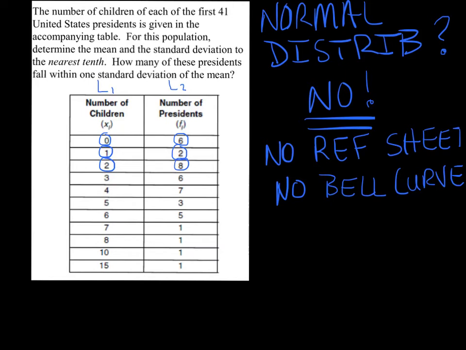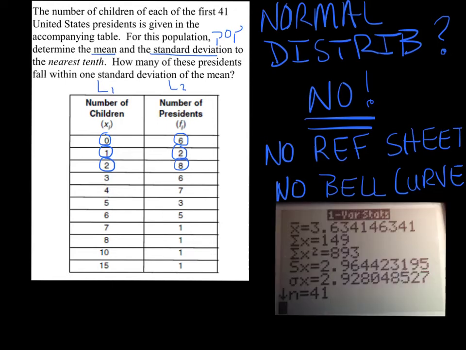The question says we want to find the mean and the standard deviation. Again, if they don't tell you which of the standard deviations, we're going to find the population standard deviation, not the sample. So let's go ahead, get those in your calculator. Be very self-disciplined here, carry through on this action, and see if we got the same thing.